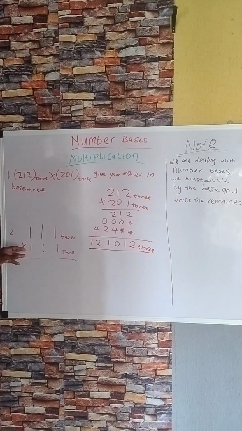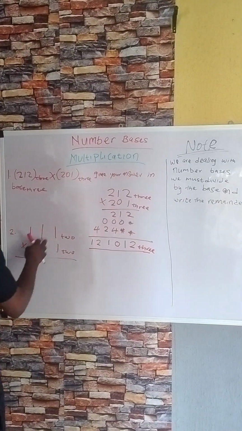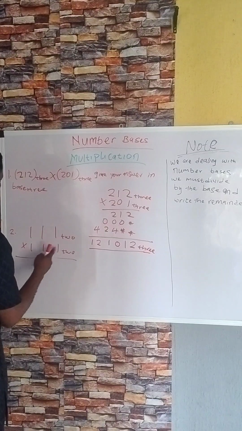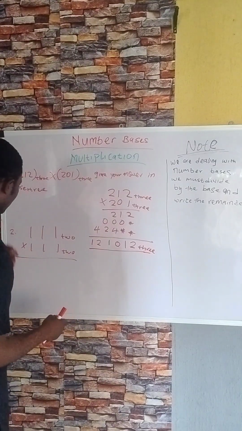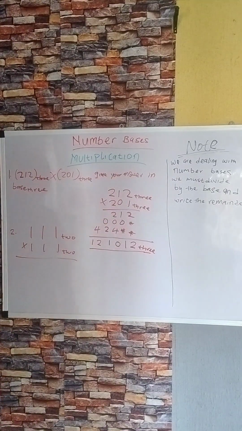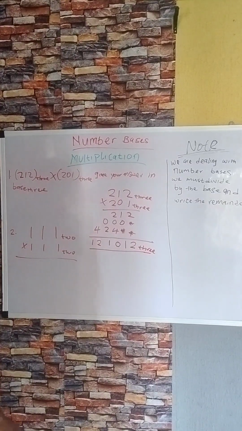So let's work on the second example. We have 111 multiplied by 111 as well, base 2. So the same thing we did here, let's apply it here. This is base 3 and this is base 2. It's the same process in all the bases. You are going to get your answer.